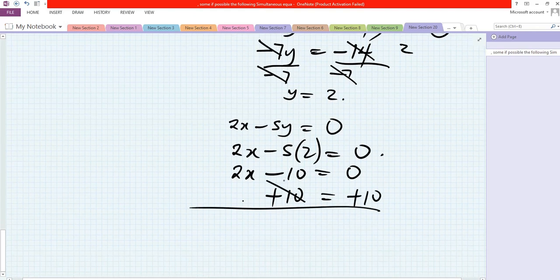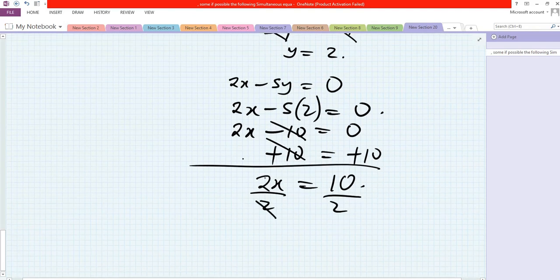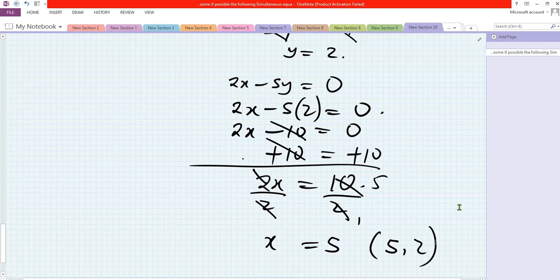This will cancel out. You have 2x equal to 10. So divide all through by 2. This 2 divided by 2 cancels out, you have x here, and 10 divided by 2 is 5. So you have x equal to 5. So the coordinates where the two equations meet is (5, 2), because y is 2.